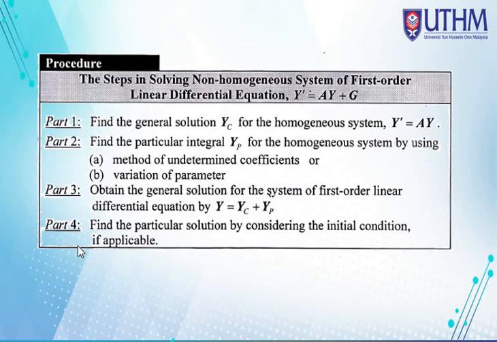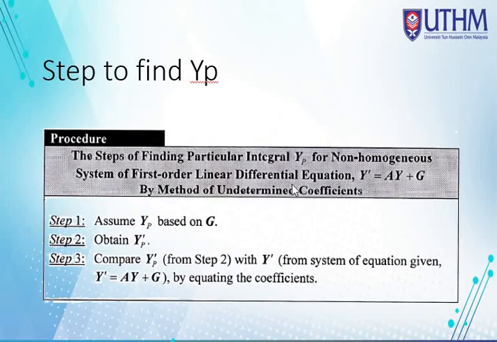Then step number 4 is to find the particular solution by considering the initial condition. This one is only if the question gives it. As you know, the homogeneous linear differential equation is y prime equal to Ay. If non-homogeneous, your linear differential equation will be y prime equal to Ay plus g. This g component can be a polynomial, exponential, or sinusoidal function. A sinusoidal function can be sine or cos only, or a sum or product of these.